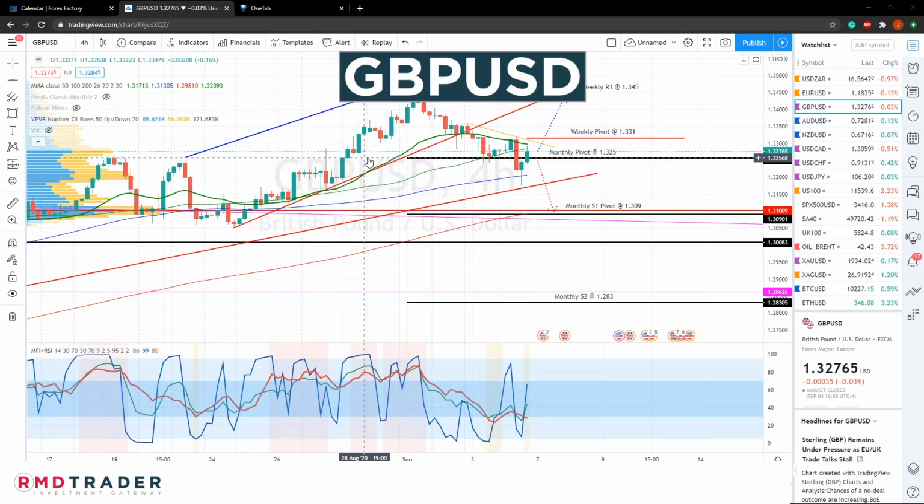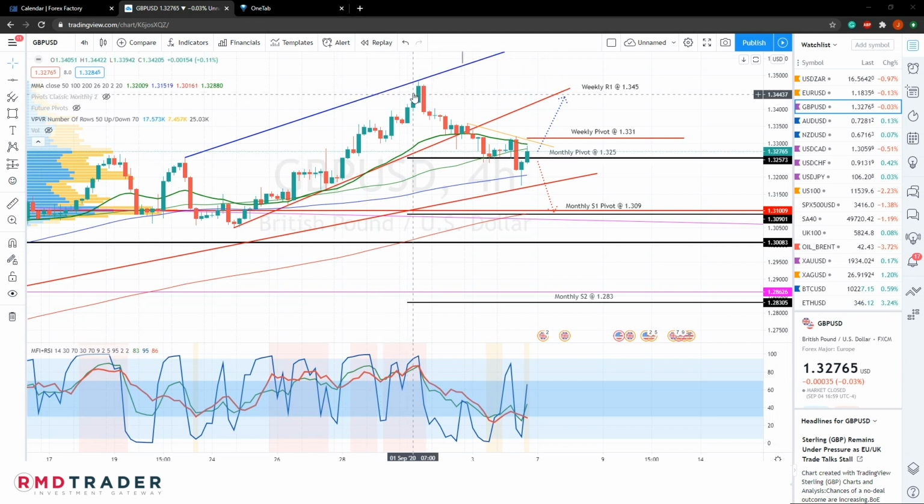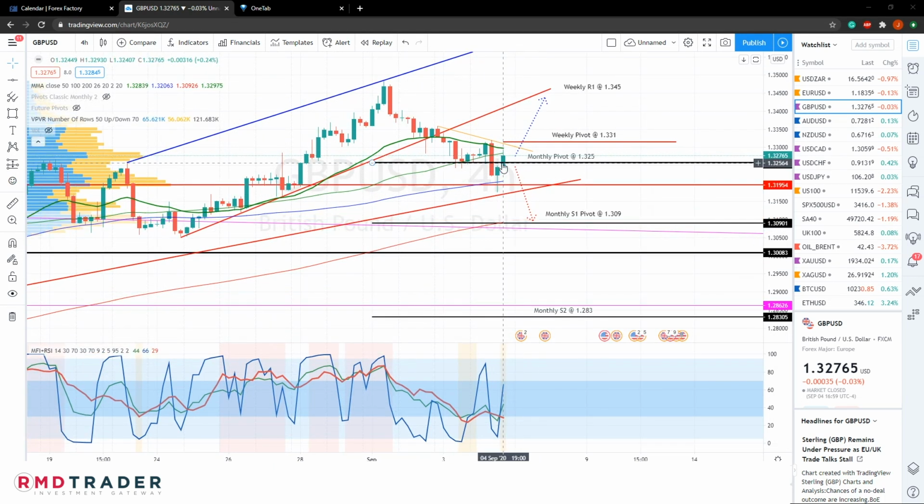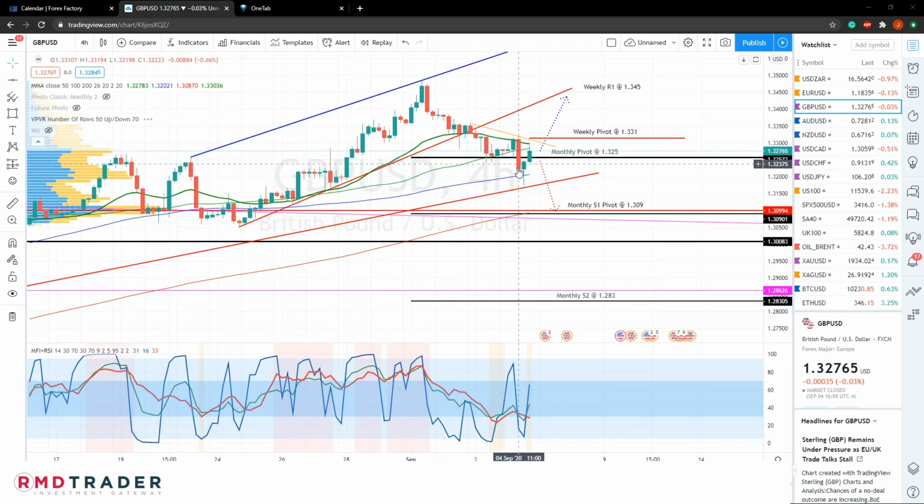Looking at the GBPUSD, we saw the correction that we mentioned in our market overview video last week, and then as expected, we saw price head back towards our monthly pivot at 1.325, and we even saw price just briefly rejecting off of this 4-hour 100 SMA, and currently we are just above our monthly pivot.